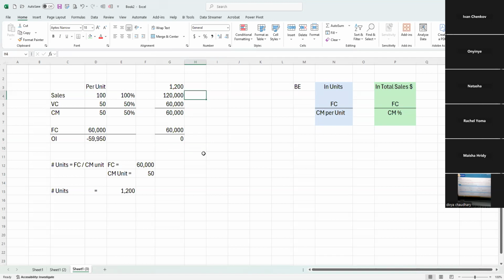Percentage. Sales are always 100%, right? How much is my variable cost? 50%. The same percentage, right? It's not going to change. And the contribution margin is the same. This one minus that one, 50%. Okay, perfect.